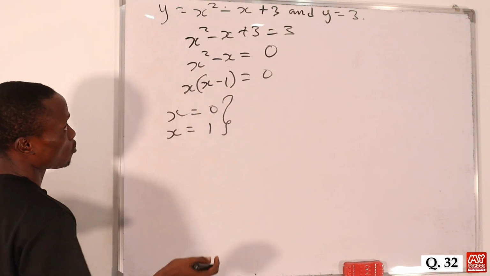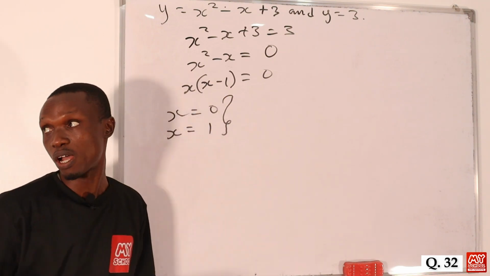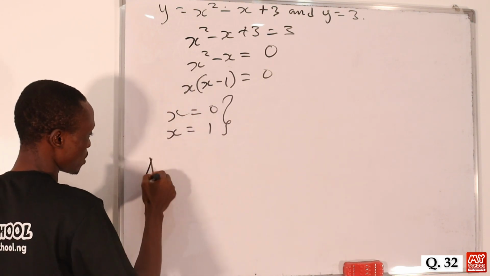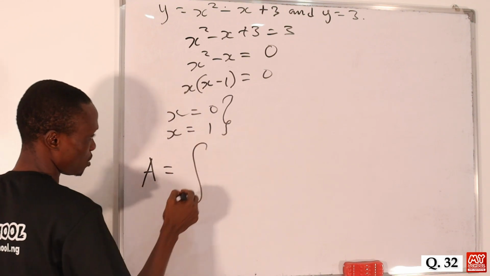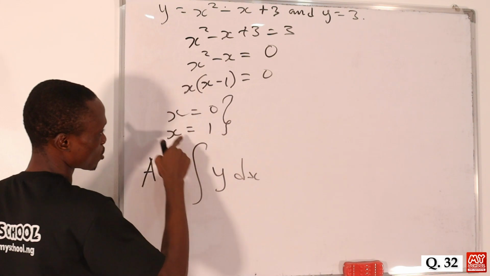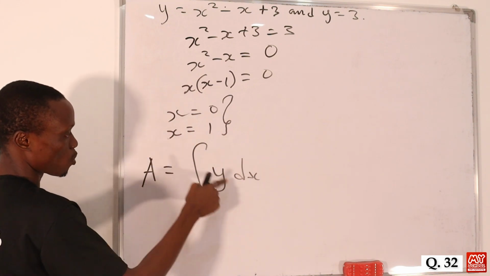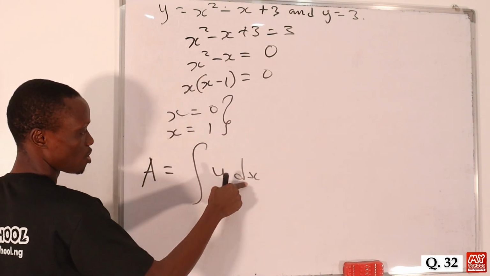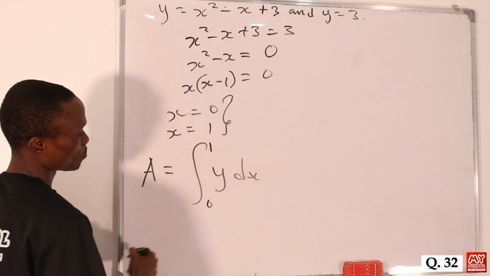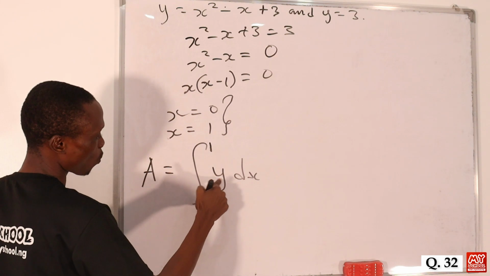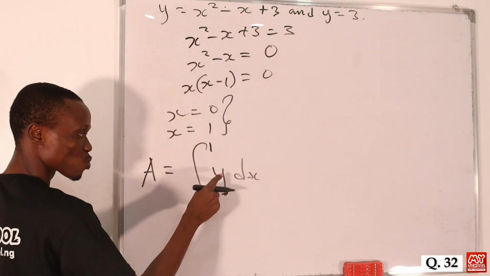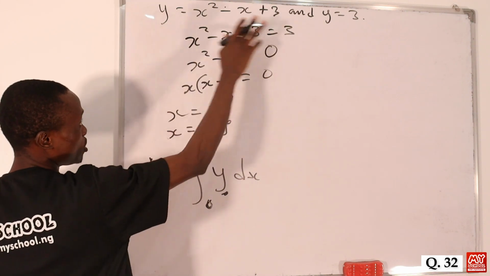Okay, so in order for us to find the area of the figure, the area is given as A equals the integral of y dx. Of course our x stands for the limit, because we are integrating with respect to x, so our limits are 1 and 0. But remember, this y here stands for the difference between the two curves.